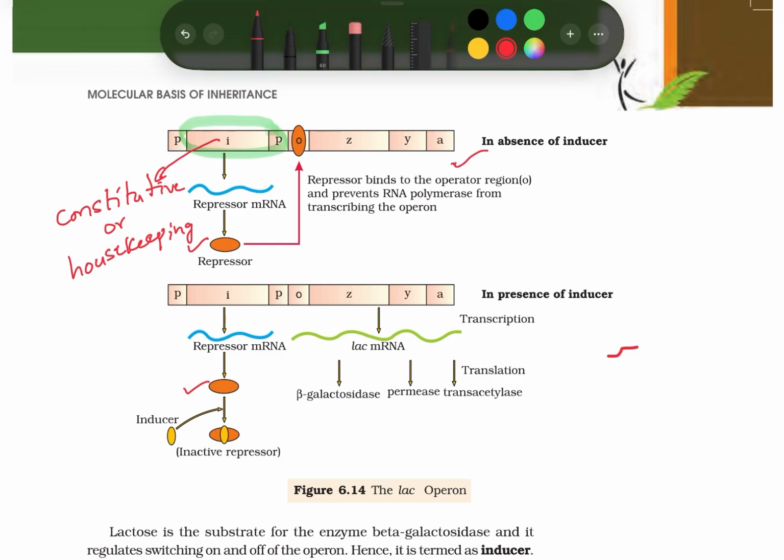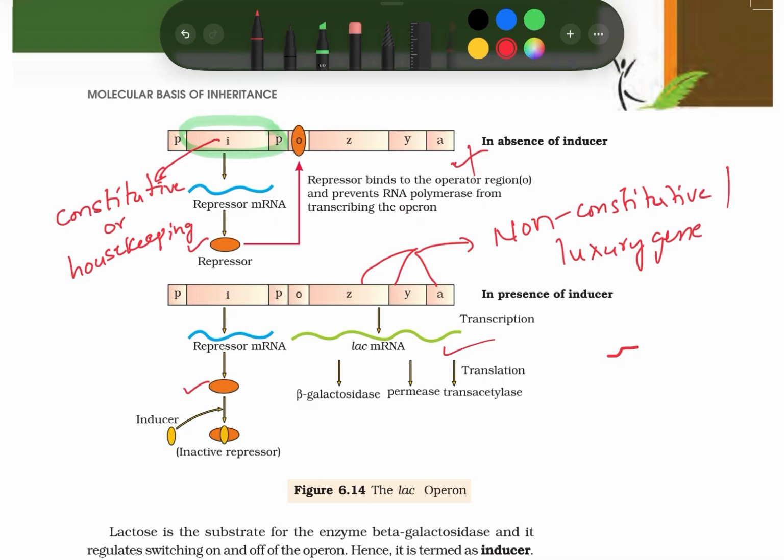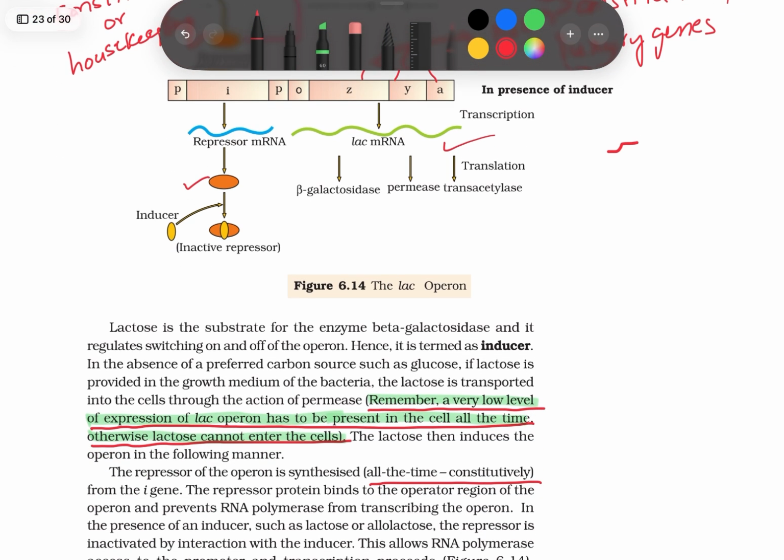here, in this case, they are not producing, but here they are producing. So whenever they need, then only they are producing. So these ZYA genes are non-constitutive genes, or we can say luxury genes. These are non-constitutive genes or luxury genes. Next.